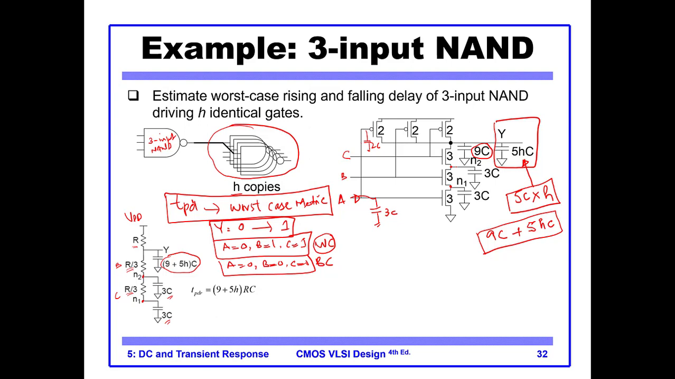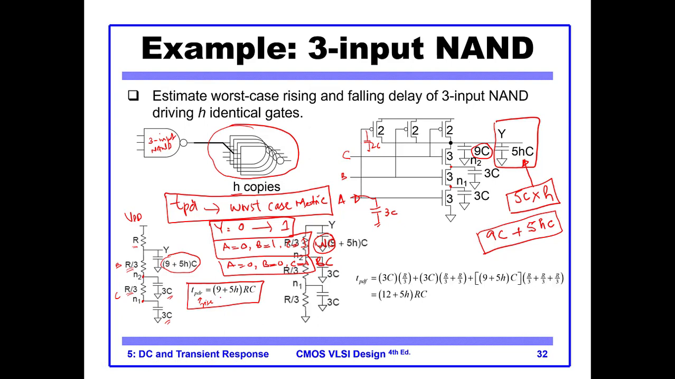So from the equivalent circuit, what is the TPD rise? You see there is a small r. This is for rise. So TPD rise is simply 9 plus 5H into RC. Okay, so note a correction. We have a correction here. It is basically, instead of 9, it is basically 15.